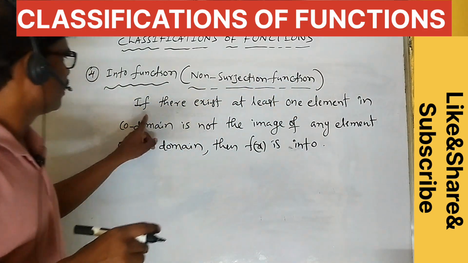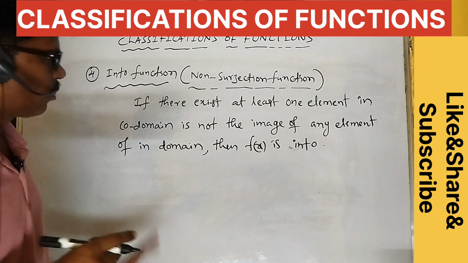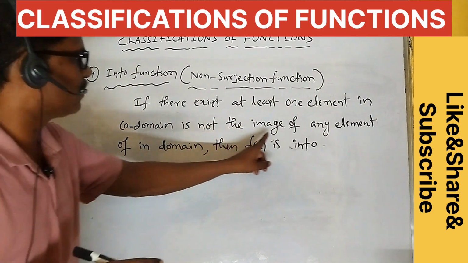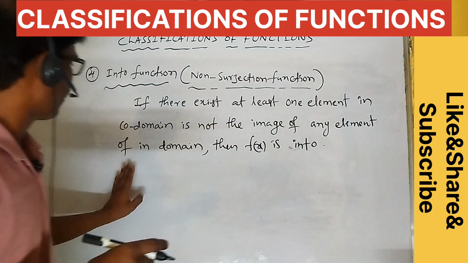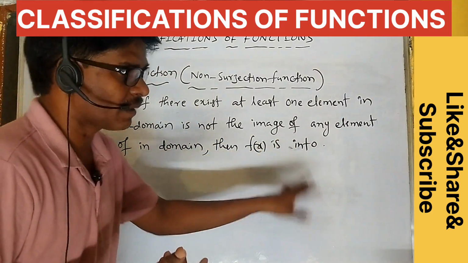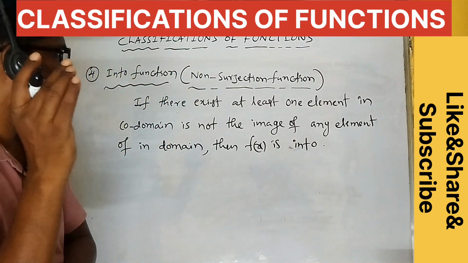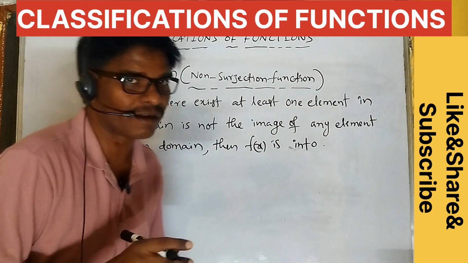Non-surjective function: if there exists at least one element in the codomain that is not the image of any element of the domain. Okay, that is left separately. That is the into function or non-surjective function. Then f of x is called an into function.